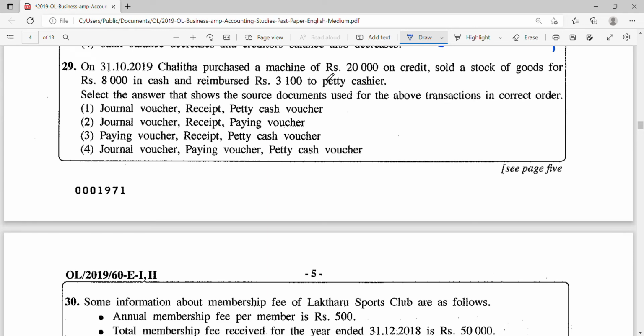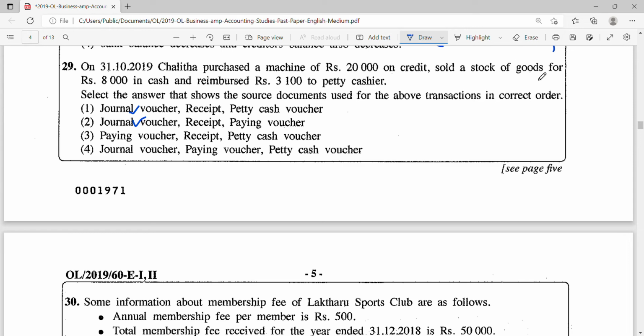Question 29. On 31st October 2019, Chalita purchased a machine of rupees 20,000 on credit, sold a stock of goods for 8,000 in cash and reimbursed rupees 3,100 to petty cashier. Select the answer that shows the source documents used for the above transaction in the correct order. Now, Chalita bought a machine on credit. So, that will get recorded in general journal, which means you need to have a journal voucher as your source document. So, the correct answer is either 1 or 2.